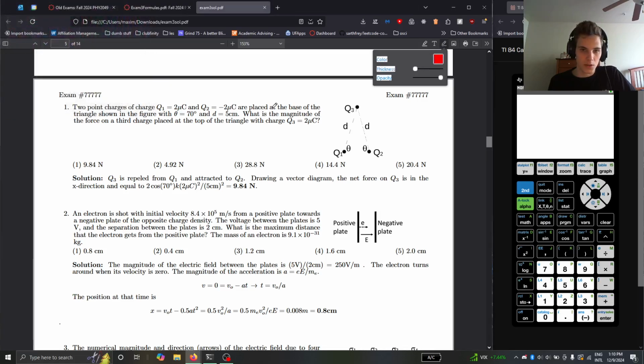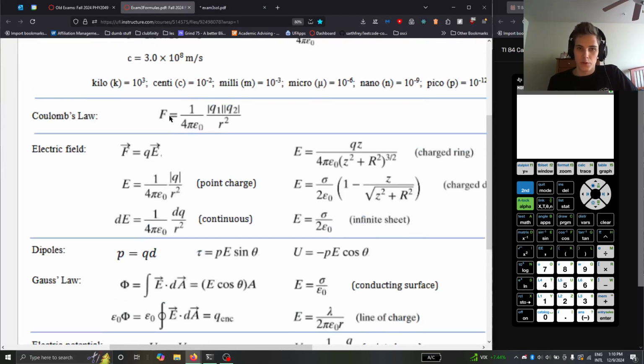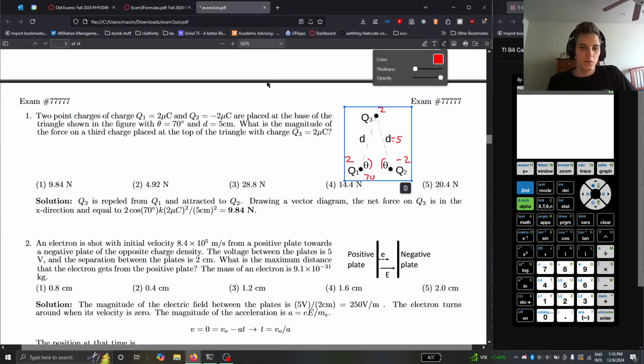So the first question here, we're given some charges. So Q1 is 2, Q2 negative 2, and Q3 is also 2. And there's a 70-degree angle both here, and the distance is 5. So this is really referring to the very first thing on the sheet, the very first thing we did, which is point charges. Let's first just examine what's happening between these charges on Q3.